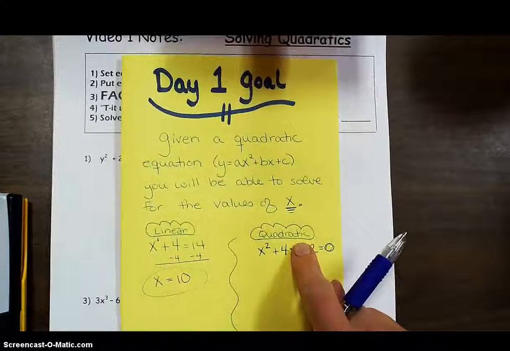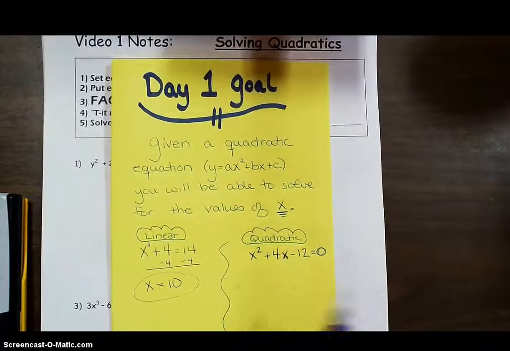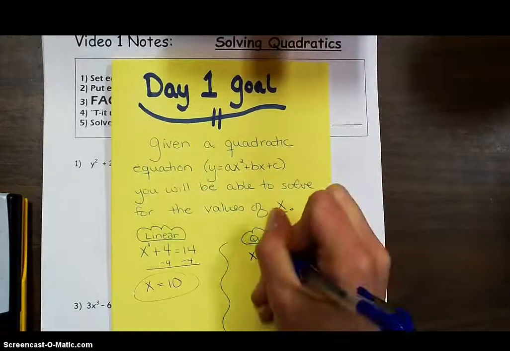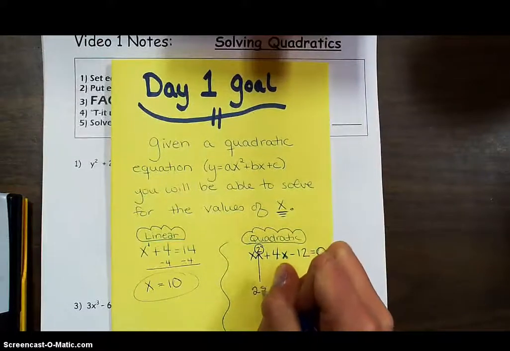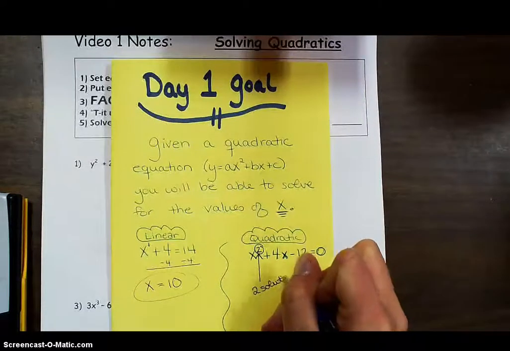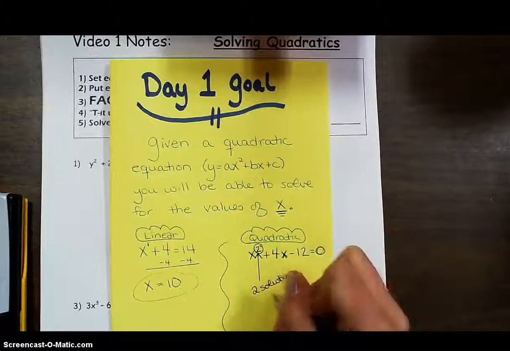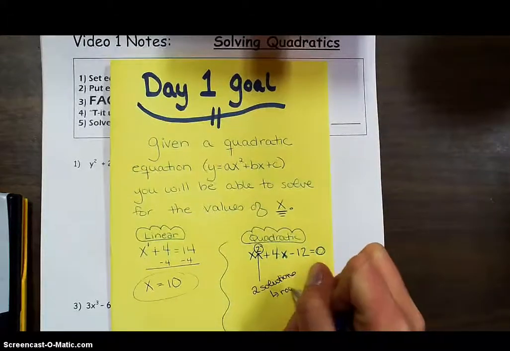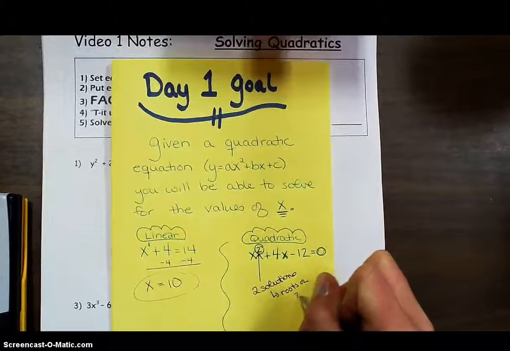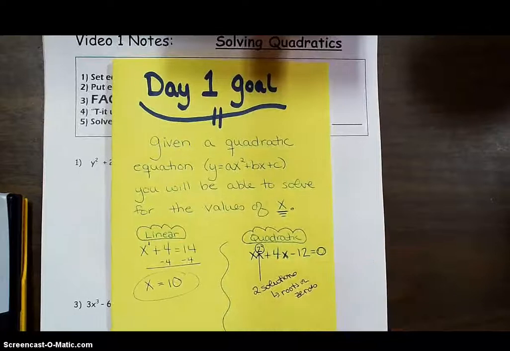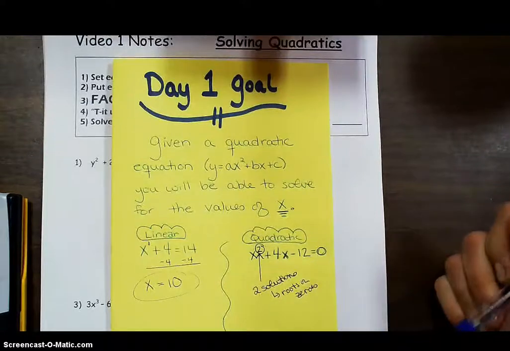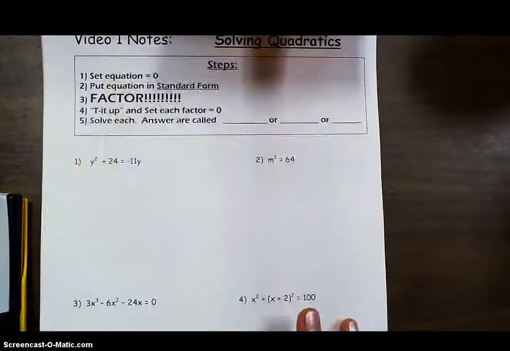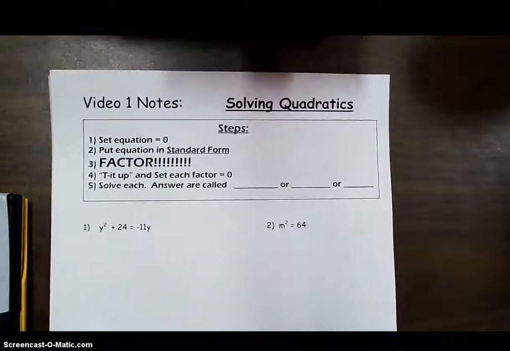Now, if we come over here, when we look at this, this is a quadratic. X is being raised to the second power. Since it's being raised to the second power, there are going to be two solutions. And those solutions, we are also going to call them the roots or the zeros of the equation. All right, so today we are going to learn exactly how to find those two solutions. All right, so let's take a look. This is how we're going to do it, solving quadratics.